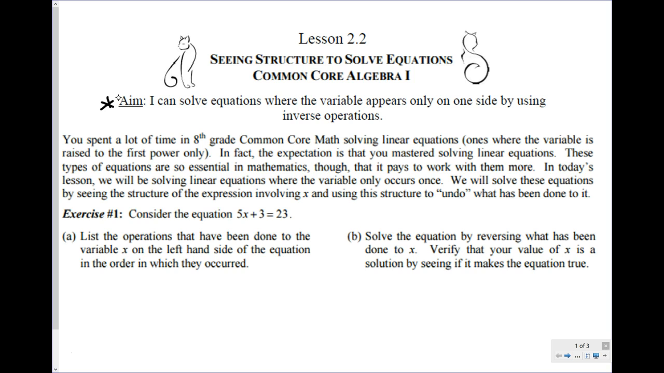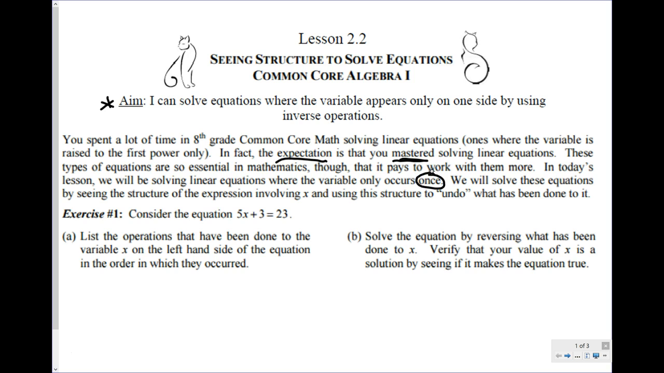Let's read. You spent a lot of time in 8th grade Common Core math solving linear equations, ones where the variable is raised to the first power only. In fact, the expectation is that you've mastered solving linear equations. Now, I know that's probably not true. You've had all summer to not do any math, so that's why we're reviewing this, right? These types of equations are so essential in mathematics, though, that it pays to work on them more. In today's lesson, we'll be solving linear equations where the variable appears only once.